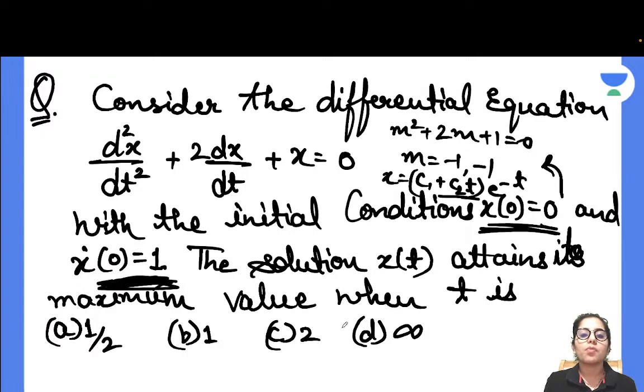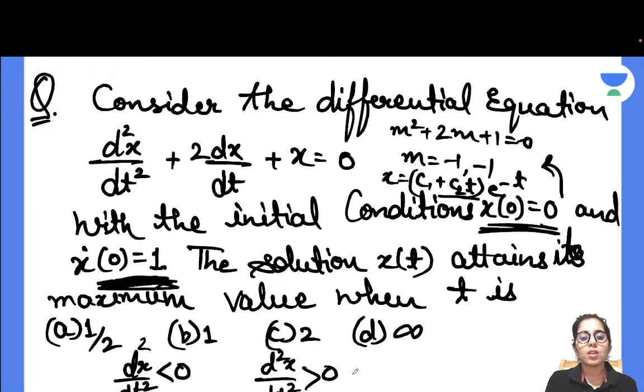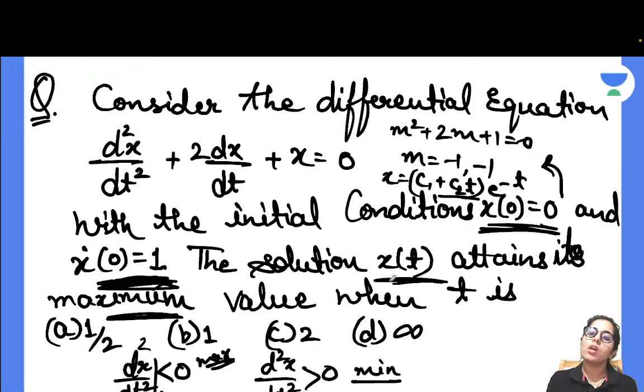But you want to find the maximum value of x(t). The solution x(t) attains its maximum value when t is what? So in that case, d2x by dt square you also have to get, and you will have to see at whatever value its value is going to be less than 0, or its value is going to be greater than 0. Greater than 0 is minimum and less than 0 is maximum. So at whatever t value its value is less than 0, it's going to have x(t) as the maximum value. So that will be your value as b, which is 1, and that is your right answer.